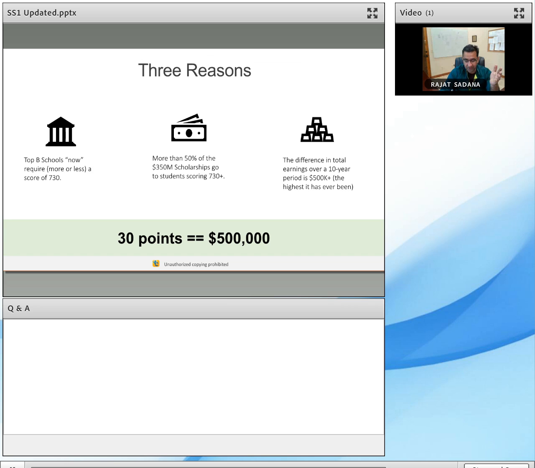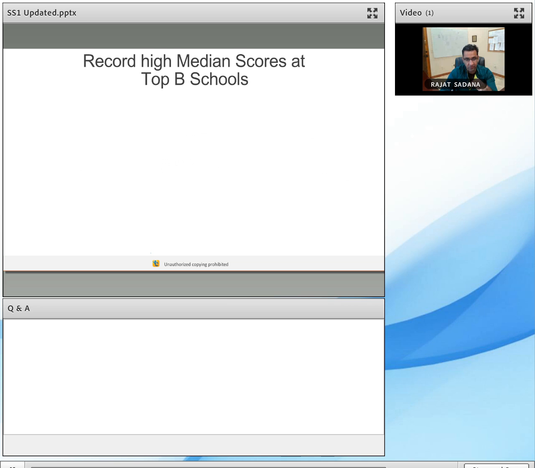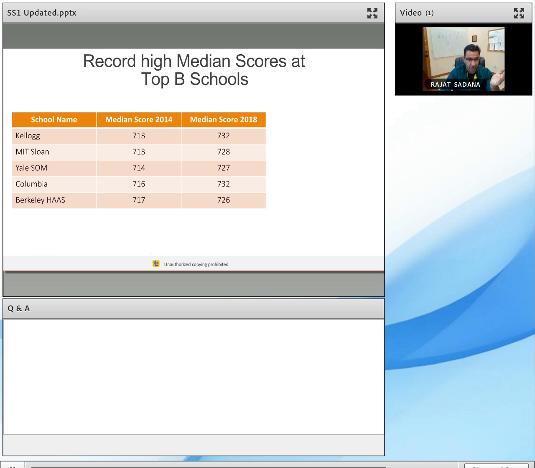Okay, so we're going to tackle each one of these points one by one. And the first one is that top B schools now require high GMAT scores. Here is some data. What you see is a table which shows median scores at top B schools in the year 2014, and the median scores in the year 2018, which is when the last representative data set was available.